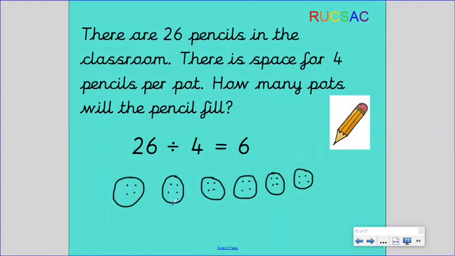So here was my method. So we had one group of 4, another group of 4, another group of 4, and so on. So I worked my way until I reached 26, and I've got 1, 2, 3, 4, 5, 6 groups in total. So my answer was 6.